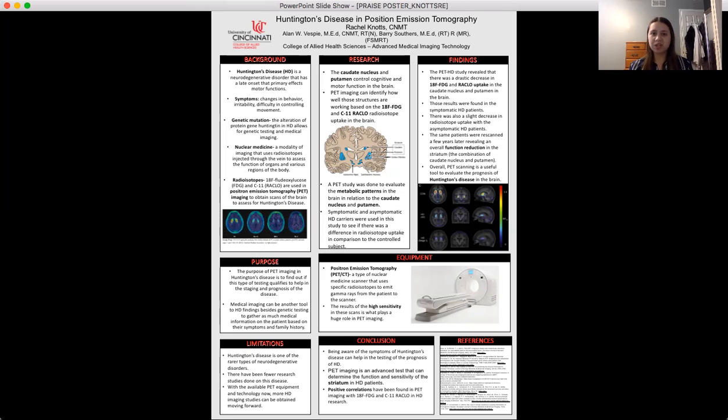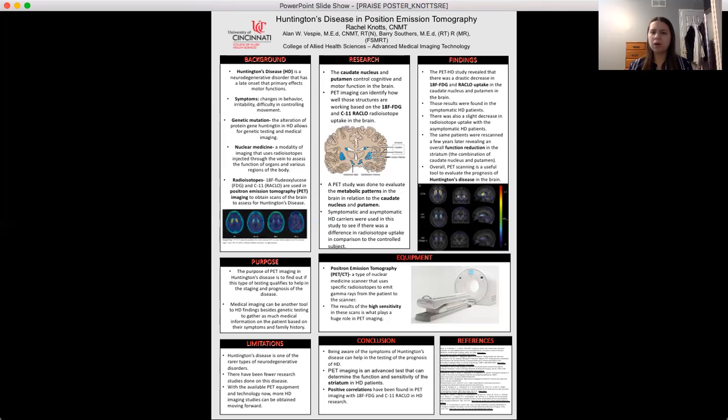There was some research done, and the two main structures that control the motor functions include the caudate nucleus and the putamen. Again, they control the cognitive and motor functions in the brain, which are the key factors that they play. PET imaging can identify how well those structures are working based on the uptake of 18F FDG and C11 RACLO radioisotope uptake in the brain.